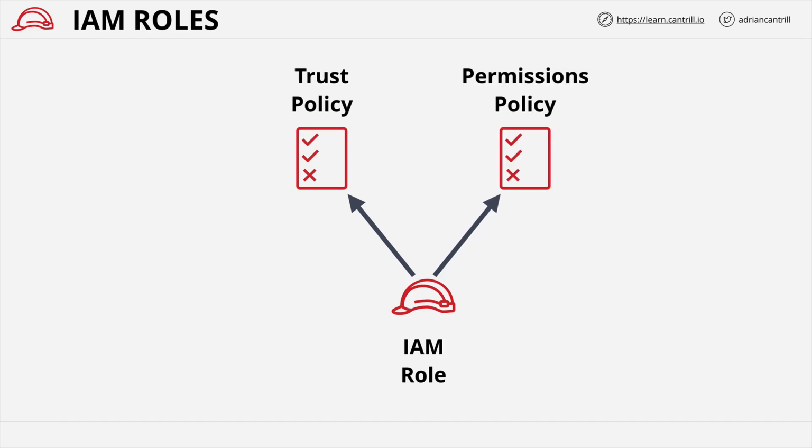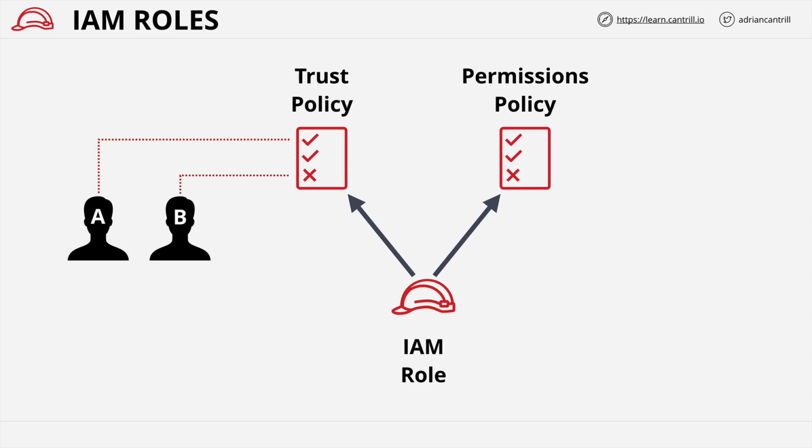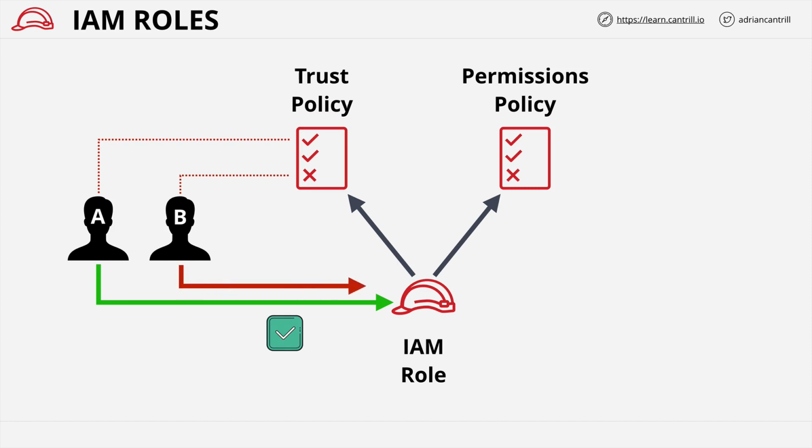The trust policy controls which identities can assume that role. With the on-screen example, identity A is allowed to assume the role because identity A is allowed in the trust policy. Identity B is denied because that identity is not specified as being allowed to assume the role in the trust policy. Now, the trust policy can reference different things.